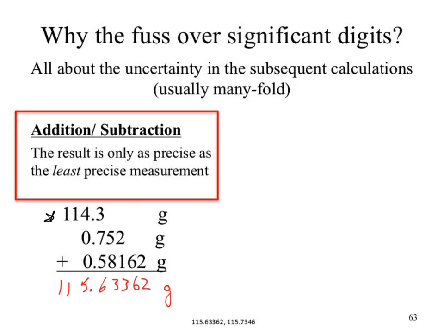Okay? We have a lot more precision the further out we go, which means the answer can only get reported to the hundredths or tenths place, which then means I go down here. That's my last value. My answer must be this, 115.6. What happens to the 3362? Disappears.